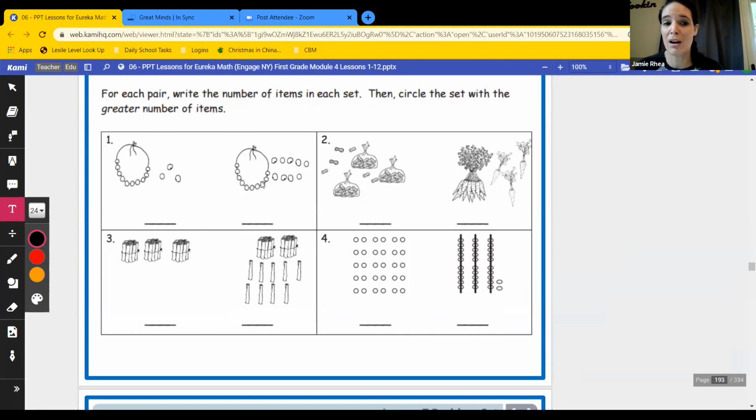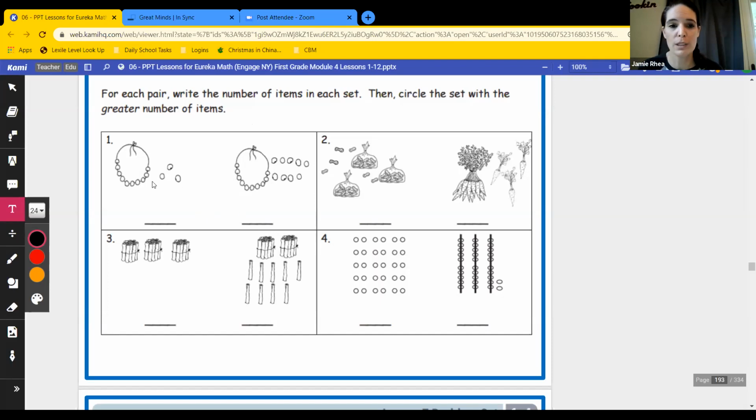For each pair, write the number of items in each set. Then circle the set with the greater number of items. Now, friends, this already has pictures drawn out for you, okay? And I can tell you right now that that picture is going to help us a lot. Because remember, I drew out the pictures every time I was comparing my numbers. So it's helpful for us to see. Now, eventually we'll get to the point where we don't need a picture anymore. We can just look at our numbers. But today we're definitely going to look at those pictures.